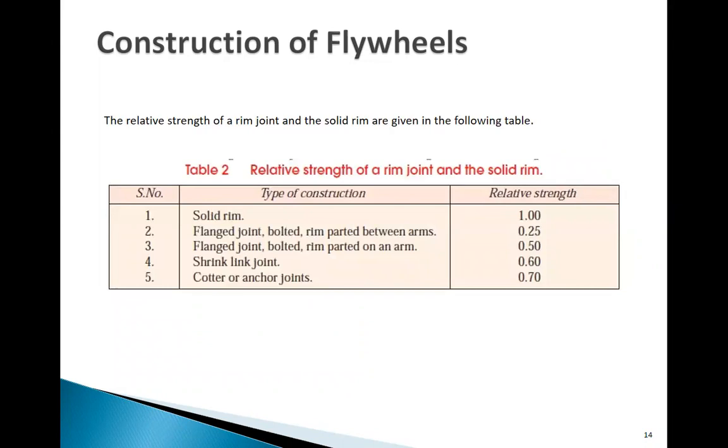Now, the relative strength of a rim joint in solid beam are given in the following table. So, ito yung efficiency. Type of construction: solid, 0.0; plus joint, content, beam, parting between arm, 0.25. Ito yung mabuti po, the cutter or anchor joint na yung recommendation. So, design stress times dito, yan ang magiging material stress, multiply po nito, so yung magiging design stress.